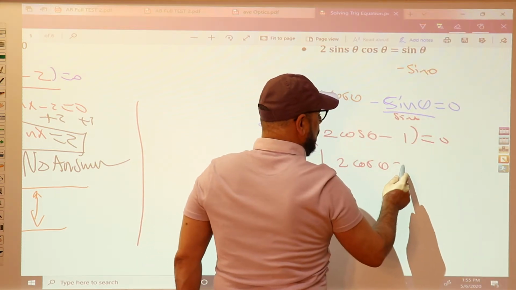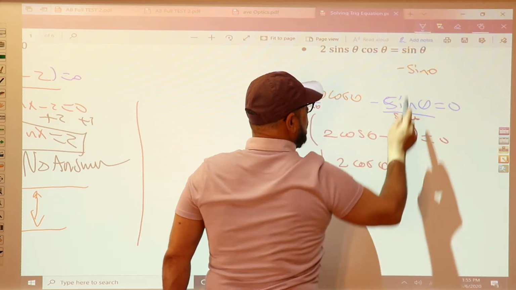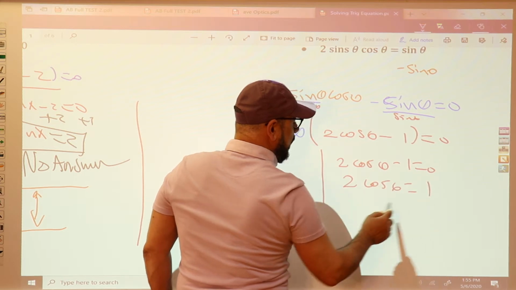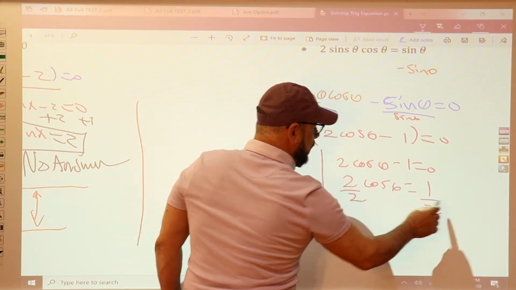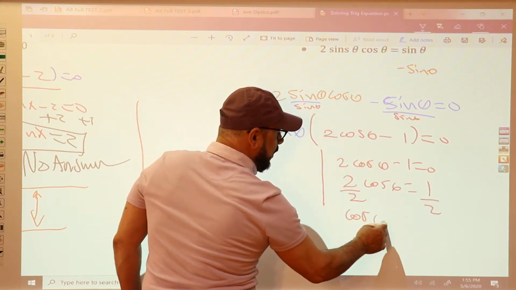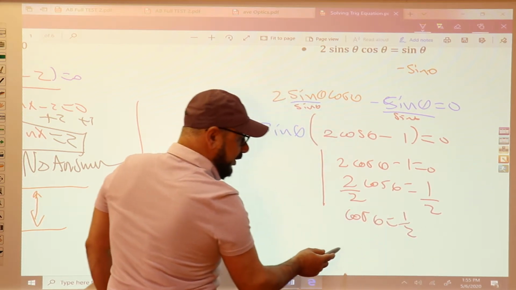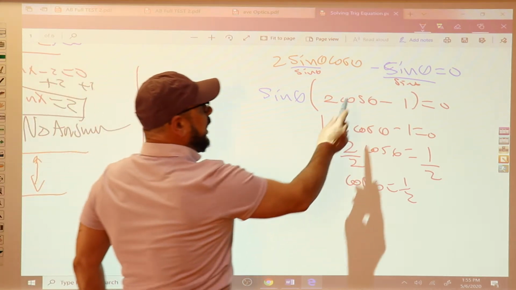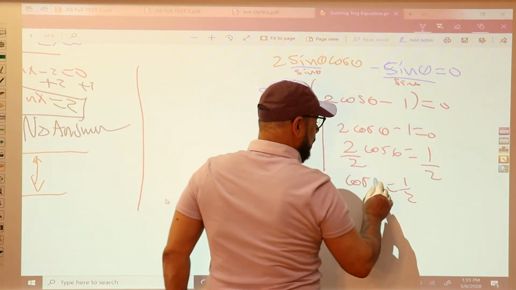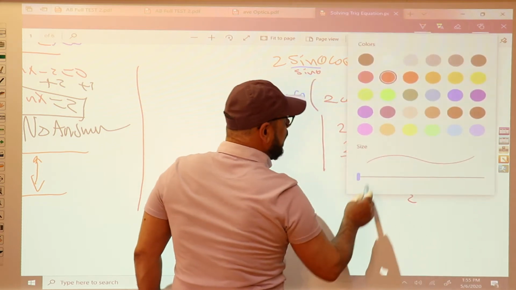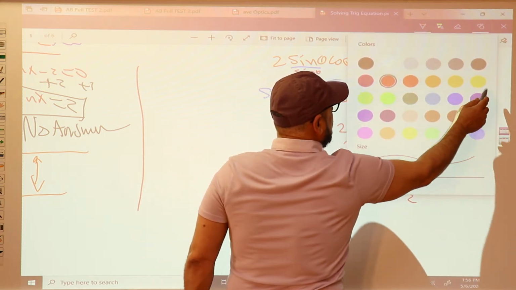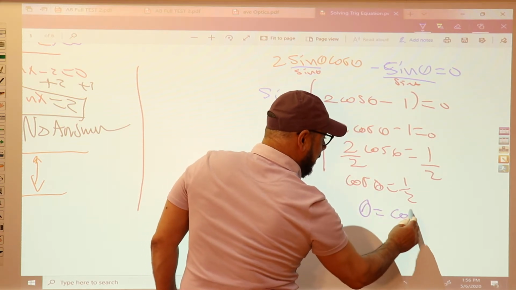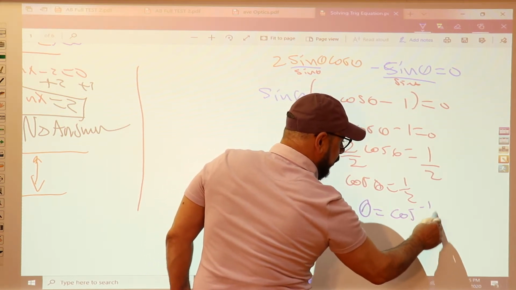I'm going to do it in 2 steps. Minus 1 equals 0, so 2 cosine theta equals 1. Divide by 2, divide by 2. Cosine theta equals 1/2. As I told you before, we can write theta equals cosine inverse of 1/2.